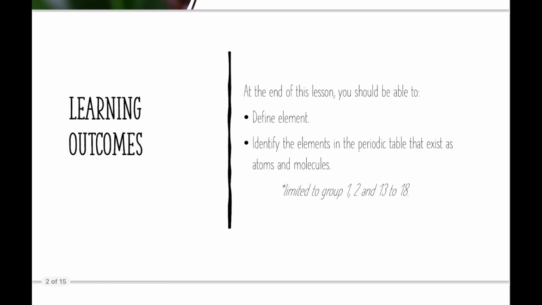At the end of this lesson, you should be able to define element and identify the elements in the periodic table that exist as atoms and molecules. This will be limited to group 1 and 13 to 18.